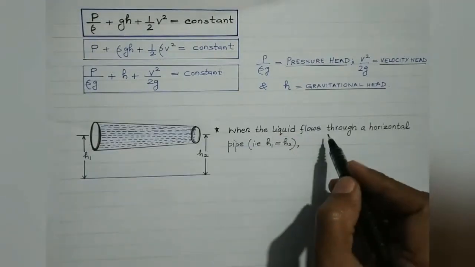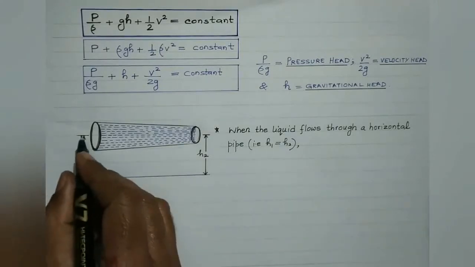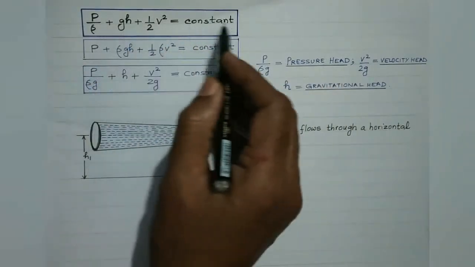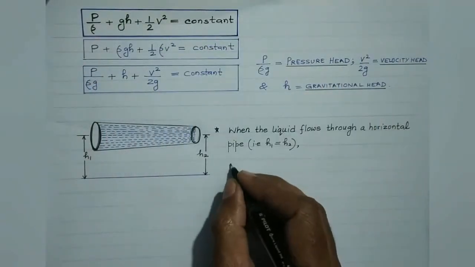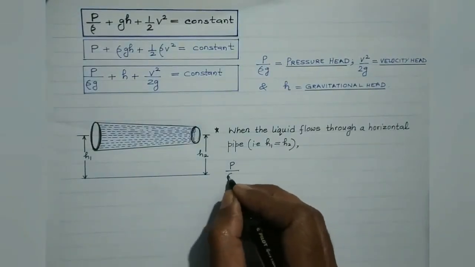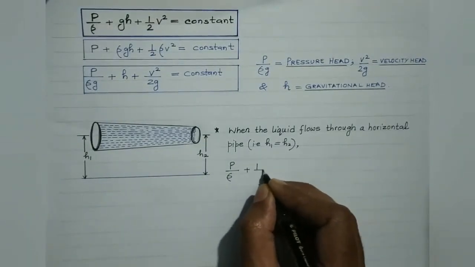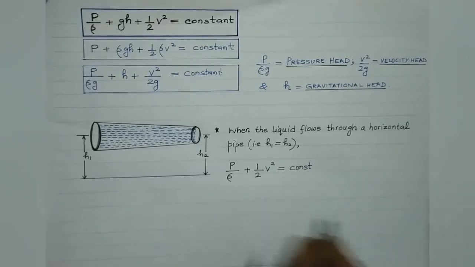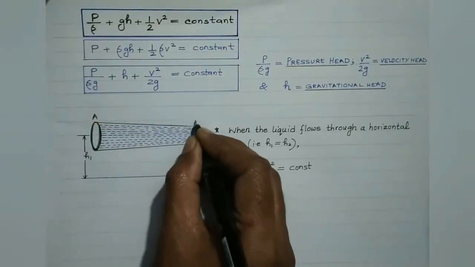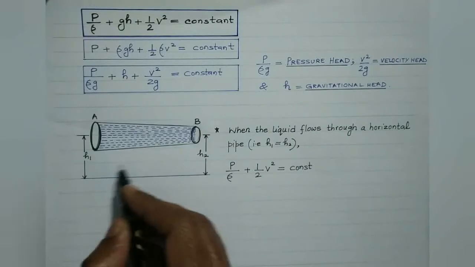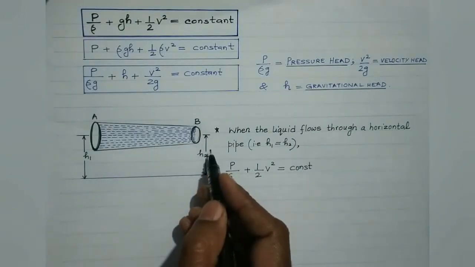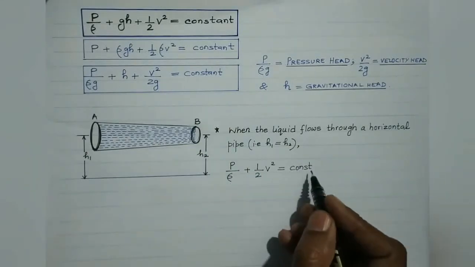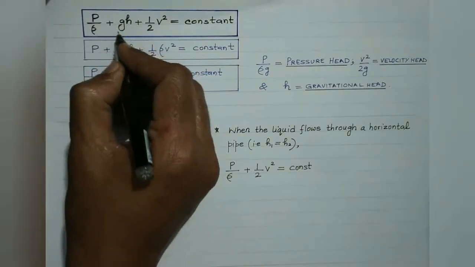In case the liquid flows through a horizontal pipe, that is when H1 is equal to H2, then this equation will get reduced to P by rho plus half V square equal to constant. Because in this case, as the liquid flows from A to B, there won't be any change in the potential energy of the liquid. Thus, this equation will get reduced to P by rho plus half V square equal to constant, because this term would also be constant, isn't it?